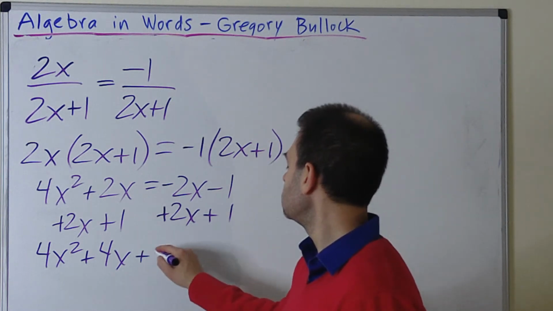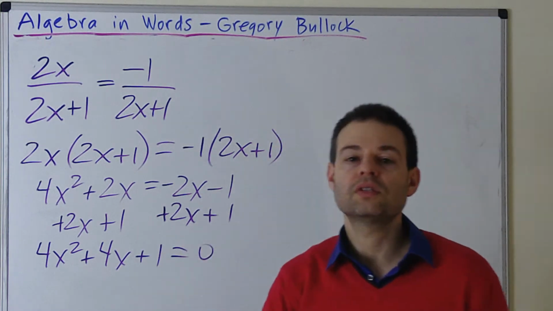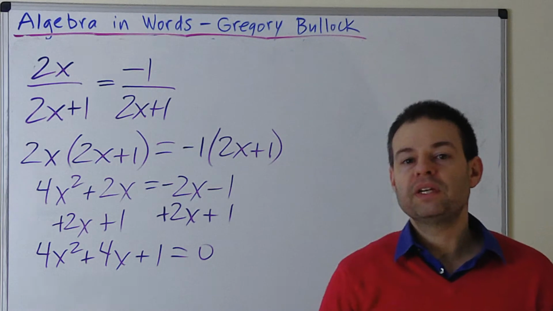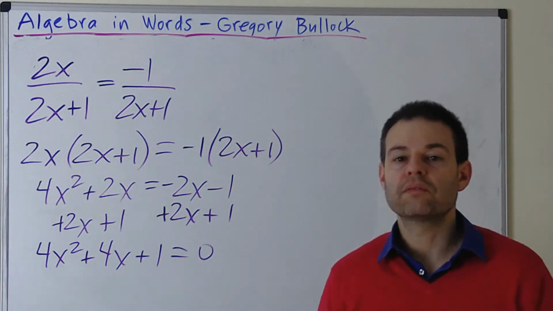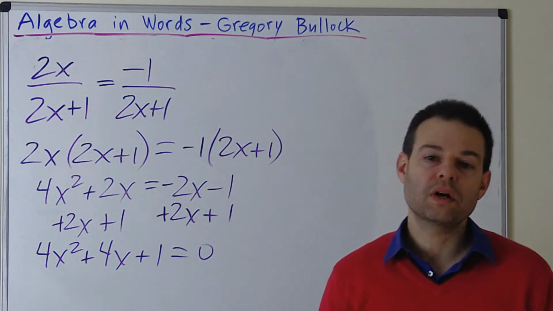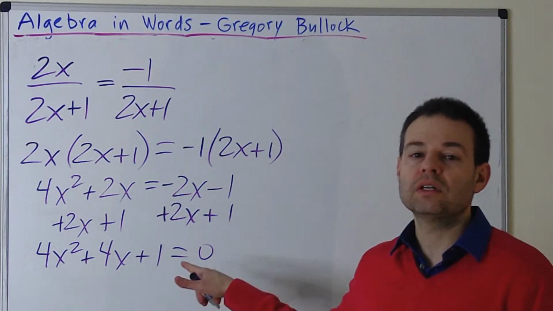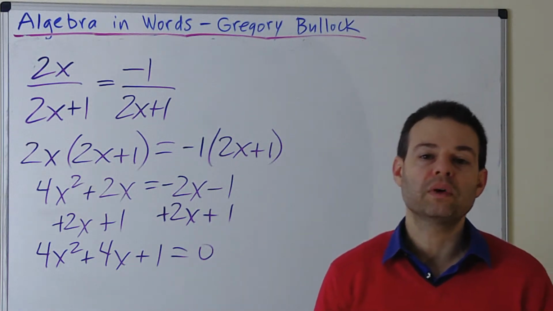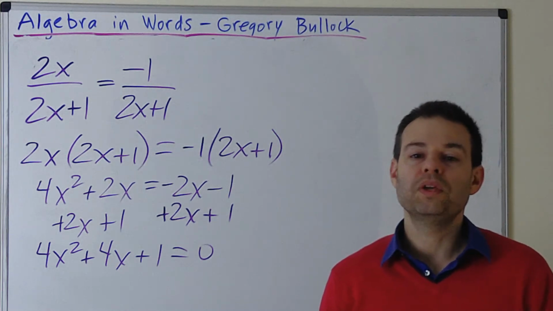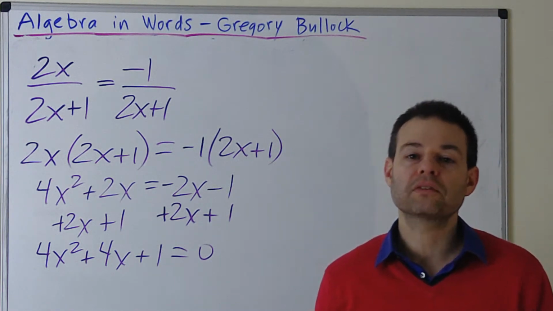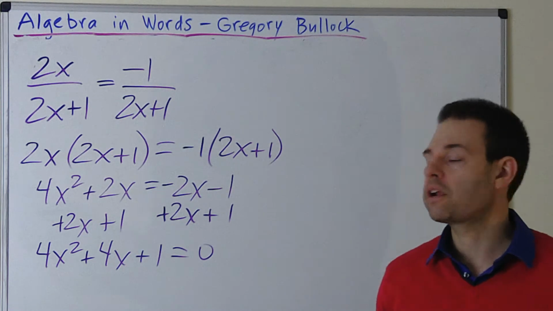Plus 2x plus 1. And now when we combine like terms on the left, we have 4x squared plus 4x plus 1 equals 0. This is one of the reasons it's important to move everything to one side: now that they're on one side, it's in descending order, and all the terms are combined with their like terms. Now we can attempt to factor if possible. So let's try to factor.